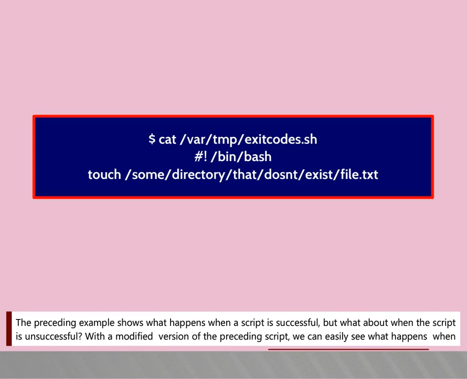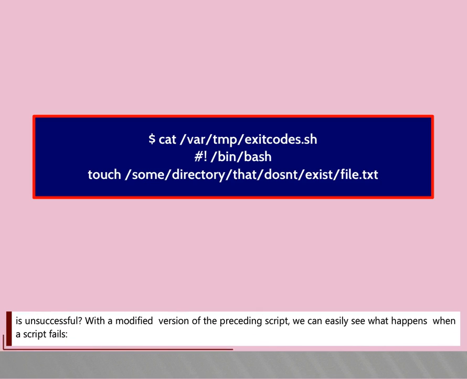The preceding example shows what happens when a script is successful, but what about when the script is unsuccessful? With a modified version of the preceding script, we can easily see what happens when a script fails.